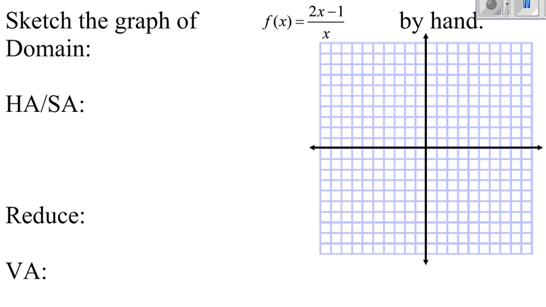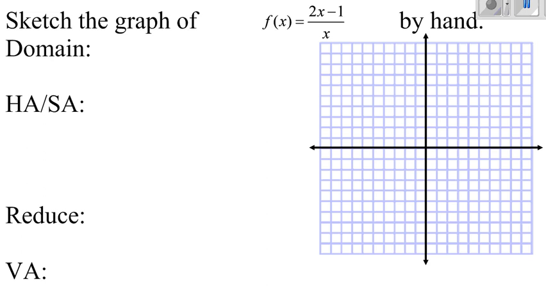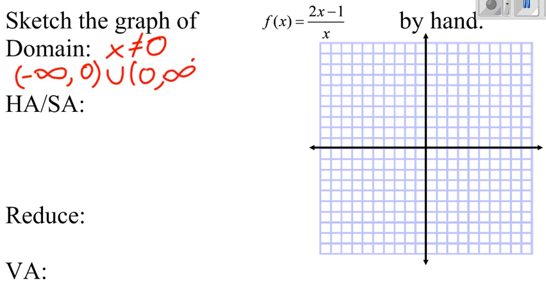So for this graph, 2x minus 1 over x, first we're going to find the domain. So we're going to set the denominator equal to 0. So the denominator is x. x equals 0. But really what we mean by doing that is it can't be 0. So our domain is everything except for 0. So negative infinity to 0, union 0 to infinity is our domain.